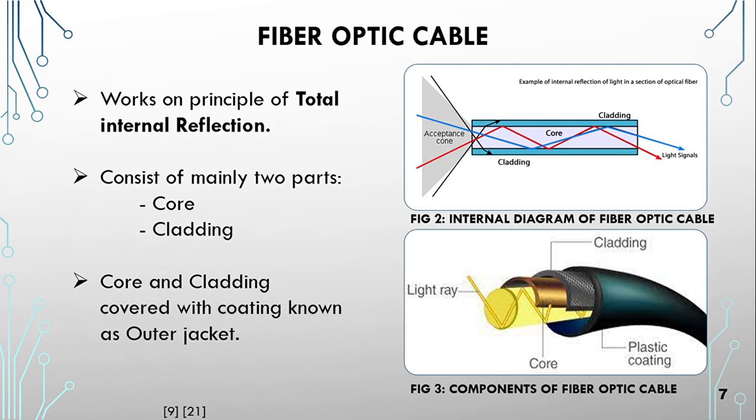Then we can look to the fiber optic cable. It mainly consists of two parts, core and cladding. And the data transfer works on the principle of total internal reflection. Also, the core and cladding are covered with a coating known as outer jacket.